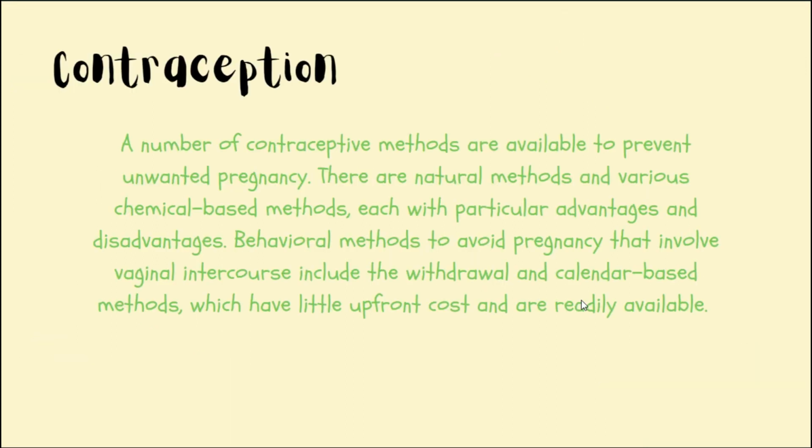Number one is contraception. A number of contraceptive methods are available to prevent unwanted pregnancy. There are natural methods and various chemical-based methods, each with particular advantages and disadvantages. Behavioral methods to avoid pregnancy that involve vaginal intercourse include the withdrawal and calendar-based methods, which have little upfront cost and are readily available.